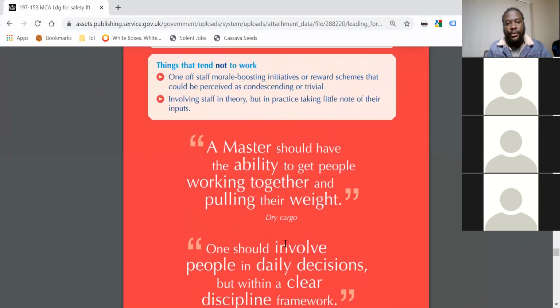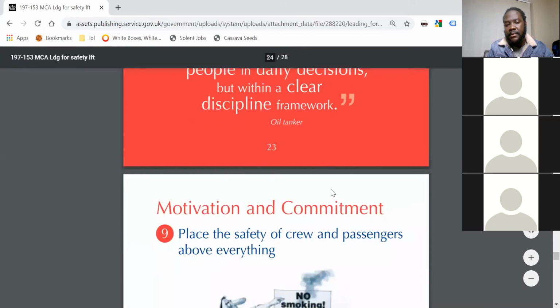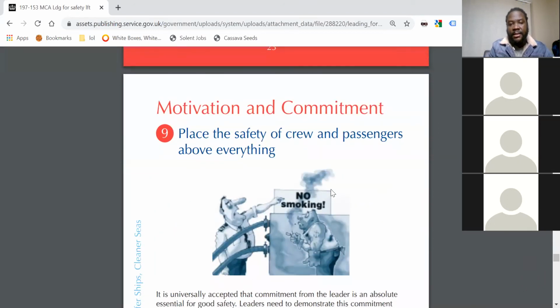Okay, what we shouldn't do. If you get people to talk, and when you're going to make a decision, you don't take their input, they will not talk tomorrow, next time. And we shouldn't treat people in a condescending way or like they are trivial, all right?